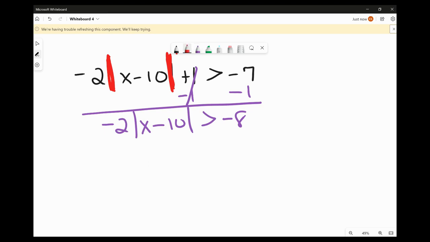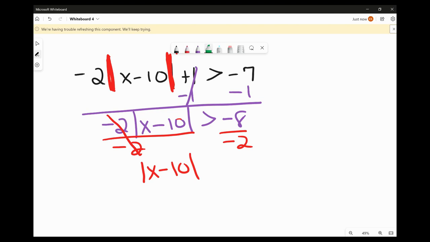Now the next step, we have to get rid of the -2 that's outside the absolute value signs. We are not going to distribute inside the absolute value signs. Instead, we're going to divide both sides by -2 to isolate the absolute value signs. So -2 divided by -2 is 1, and so we're just going to be left with the absolute value of x minus 10. Notice that because we divided both sides by a negative, we should be flipping the inequality sign. So instead of a greater than sign, we're now switching it to a less than sign. And -8 divided by -2 is +4.